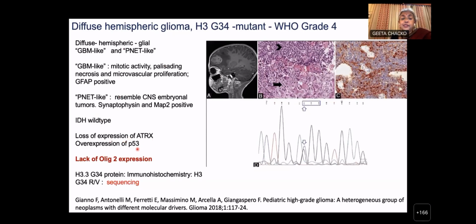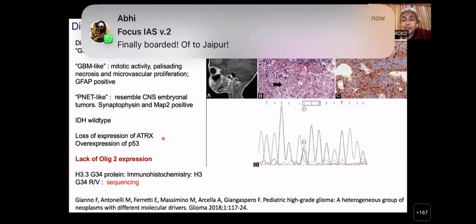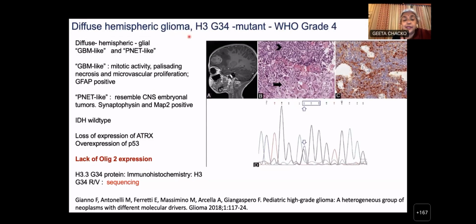They can show loss of expression of ATRX and overexpression of P53. But the one feature that they have, which Dr. Vani also mentioned, is the lack of OLIG2 expression. Normally, when you see a high-grade tumor, you're thinking of a glioblastoma, astrocytoma grade 3, or even a neuroectodermal-looking tumor, but they will have loss of expression of ATRX, which suggests that it's a glial tumor. They have overexpression of P53, again pointing to astrocytic morphology, but they have absence of OLIG2. When these three are seen together, one has to think of this entity. Ideally, by sequencing, you demonstrate the replacement of glycine with valine, but otherwise there is a specific immunohistochemical marker available for the H3 G34 protein.